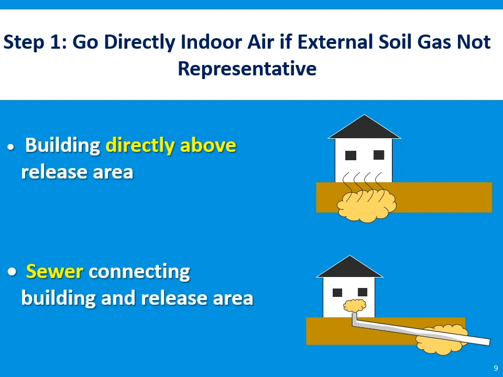The first scenario is where the building is directly over a known contaminant release. For example, this is a scenario where release has occurred in floor drains or floor sumps in a building. The second scenario is where the vapor plume is connected to the building by the sewer. As shown in the figure, the sewer intersects the soil gas plume near the building. In these scenarios, indoor air sampling should occur rather than evaluating potential risk by the collection of subsurface samples. Practitioners should go straight to indoor air sampling in these scenarios.